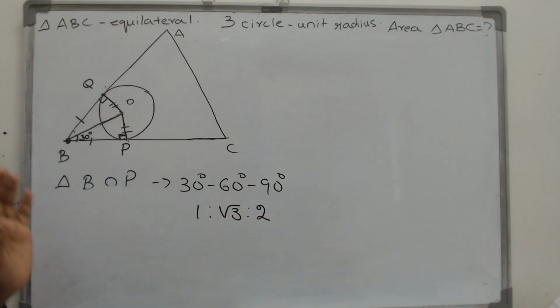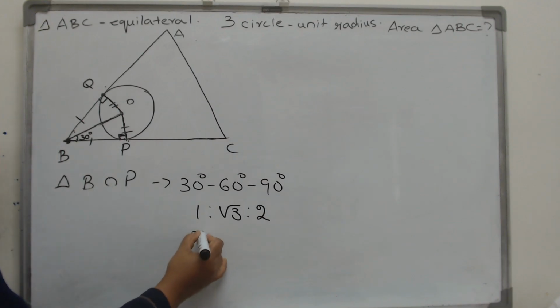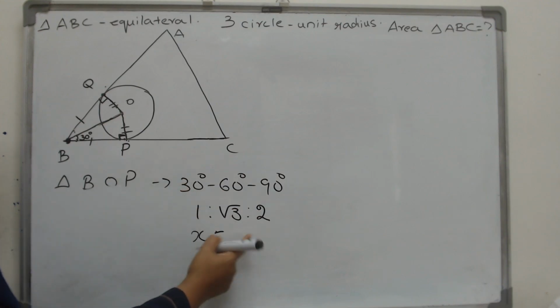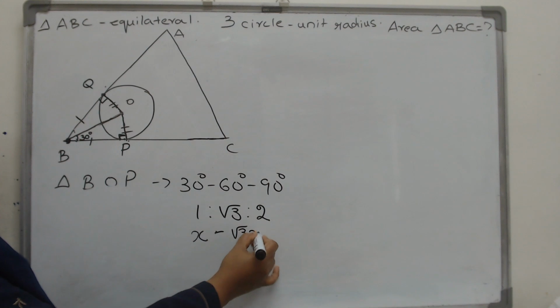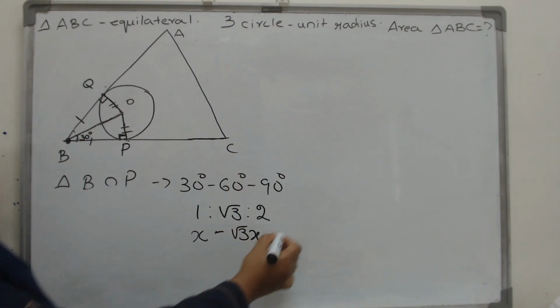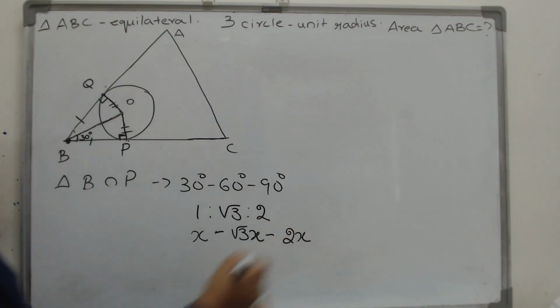Now remember, this is the ratio, this is not the side. What we are saying is that for some x, if the side opposite to 30 is x, the side opposite to 60 is going to be root 3x, and the side opposite to 90, the hypotenuse, is going to be 2x. Now what is BP?